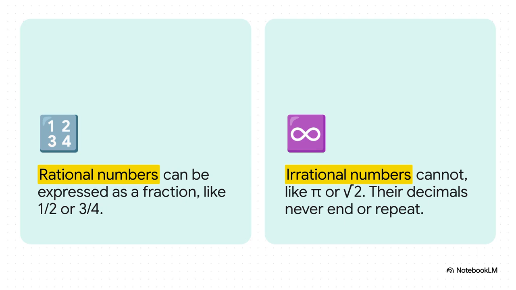And then you have the numbers that live in between the integers. Rational numbers are the friendly ones. Any number you can write as a neat fraction, like 1/2 or 3/4. Irrational numbers, though, are the wild ones. Think of pi, or the square root of 2. Their decimals go on forever without repeating. Put them all together, and you have the complete set of real numbers.